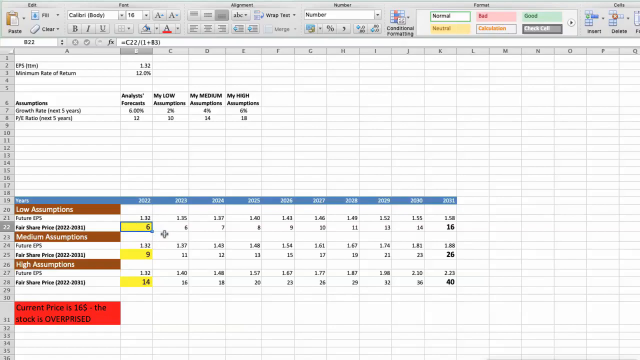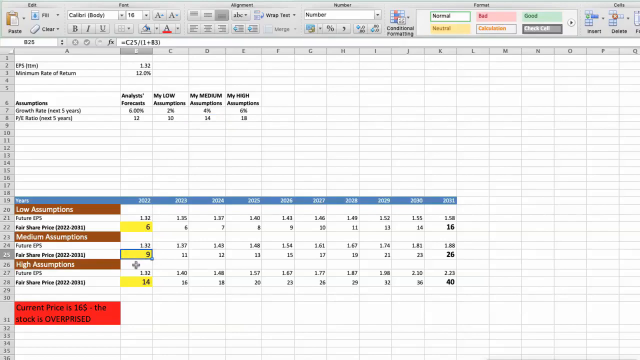Second scenario. Gap will have average performance in the next 5 years, and we will use the following parameters in our calculation. Future growth rate would be average, 4%. Future P/E would be average, 14. In this case, the fair value of the stock today would be $9.